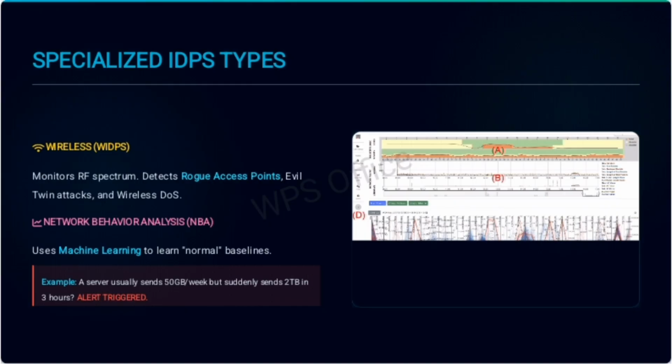4. Network behavior analysis, NBA, uses machine learning to understand what is normal and detect anomalies. Detects data exfiltration, unusual logins, malware beaconing, zero-day attacks. Example: if your server usually sends 50 gigabytes per week, but suddenly sends 2 terabytes in 3 hours, NBA raises a strong alert.